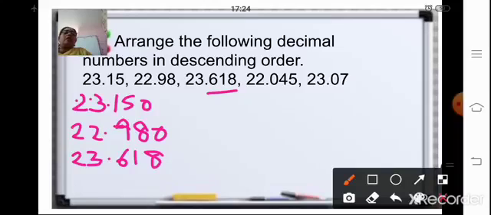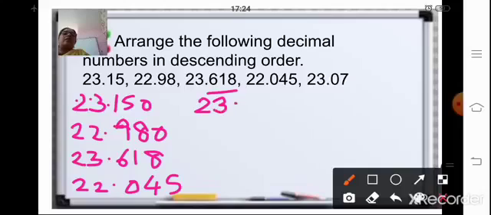Then we have the other number, that is, 22.045, which again will remain as it is. And the last number, 23.07, will become 23.070. Okay. Now what is the second step? The second step is, we'll compare the integral and decimal parts.